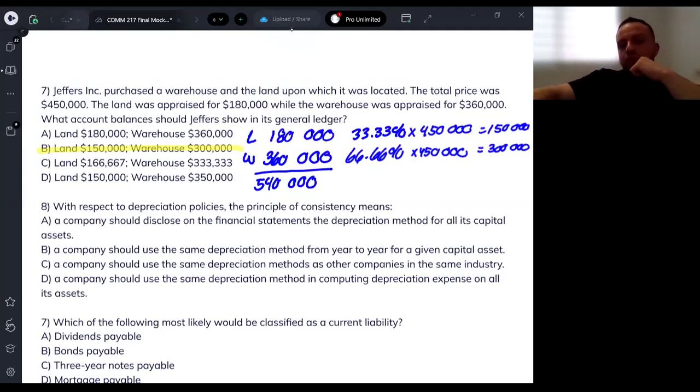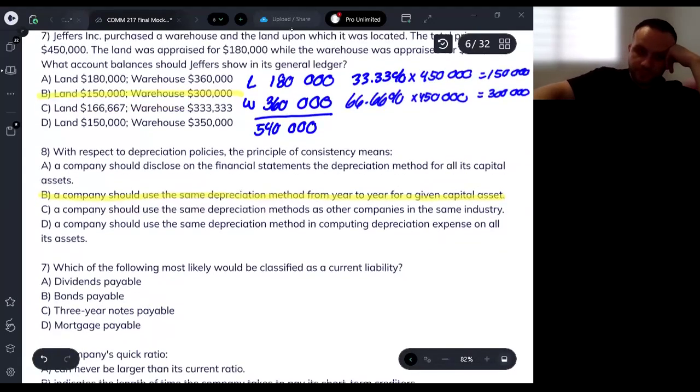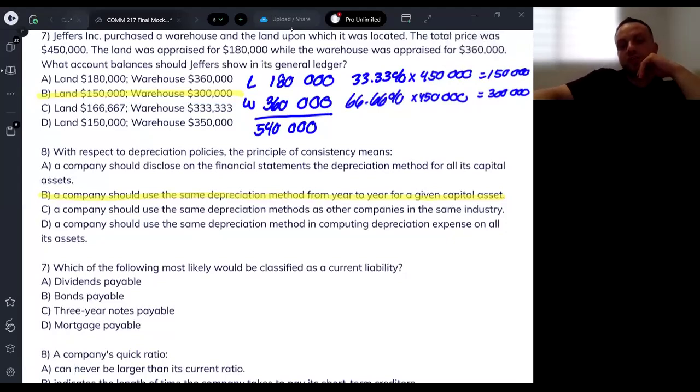With respect to depreciation policies, the principle of consistency means a company should use the same depreciation method year over year over a capital asset. Which of the following would most likely be classified as a current liability? This would be dividends payable.